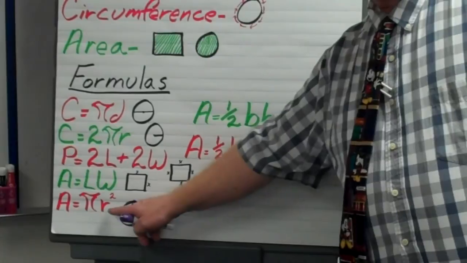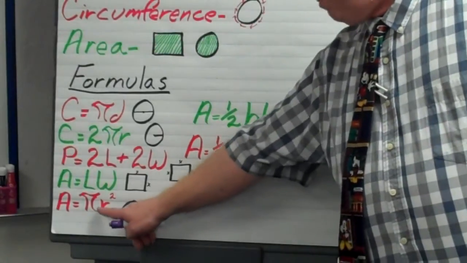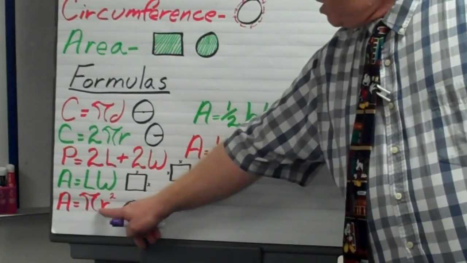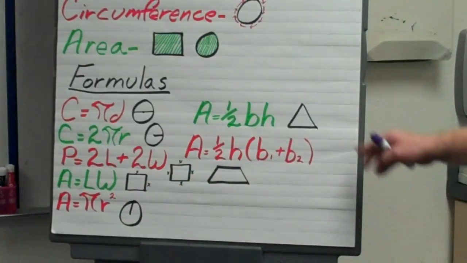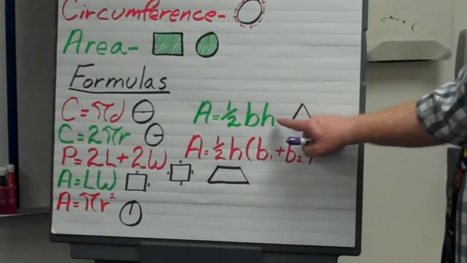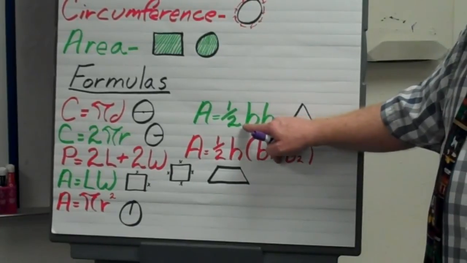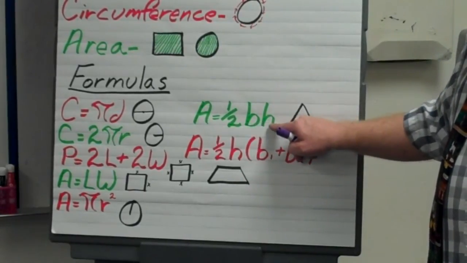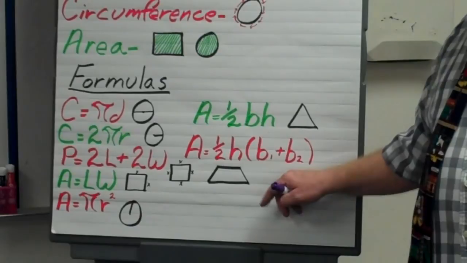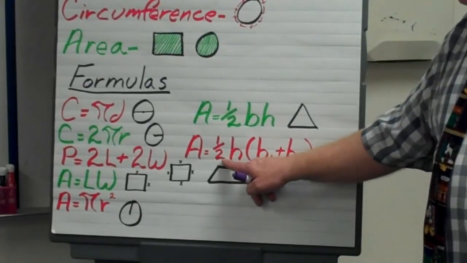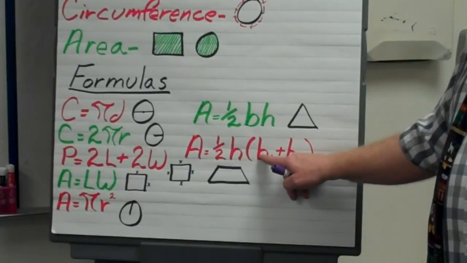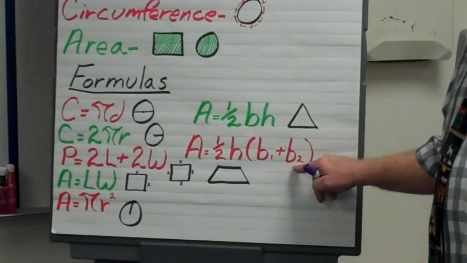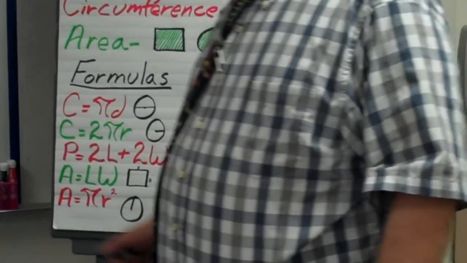The area of a circle is found in this formula: pi times radius squared. And then the area of a triangle is half times base times height. And finally, the area of a trapezoid would be half times height times base 1 plus base 2. And let me show you how they work.